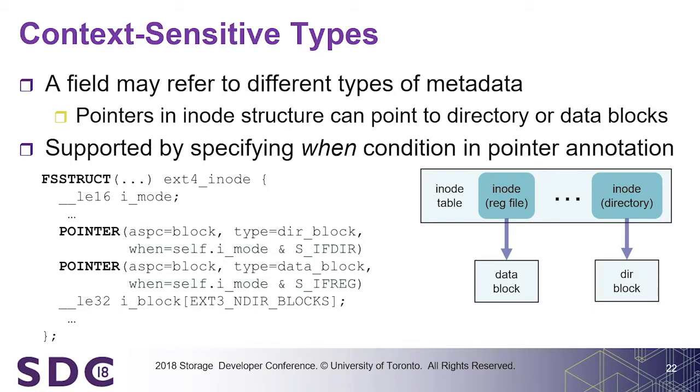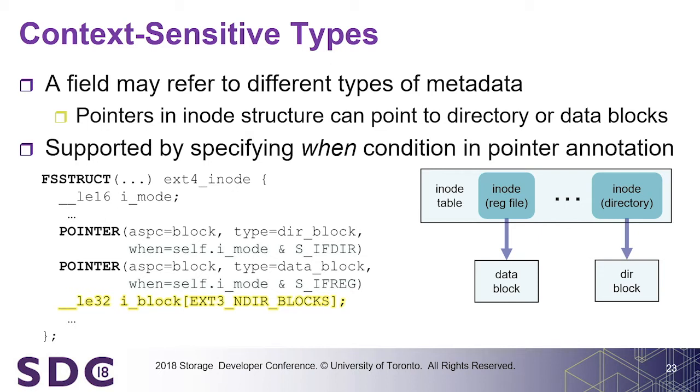One of the challenges with annotating data structures is that a field may refer to different types of metadata in different contexts. For example, pointers in an inode structure can point to directory or data blocks, depending on the type of the inode. We support such context-sensitive types by specifying a when condition in pointer annotations. The field is a valid pointer of the specified type only if the expression in a when condition evaluates to true.